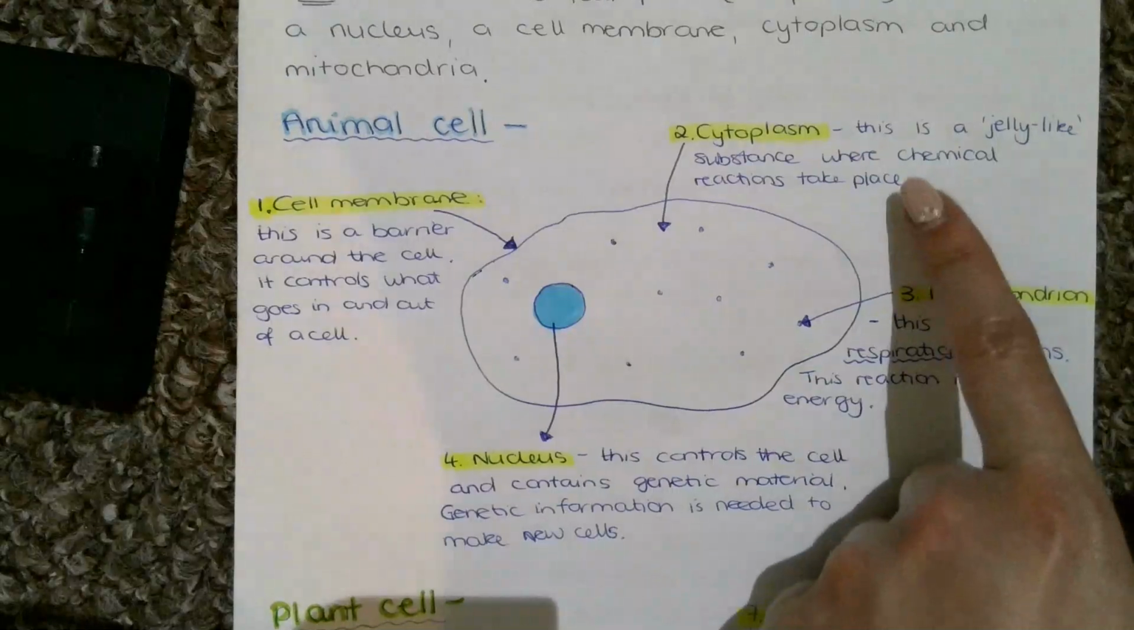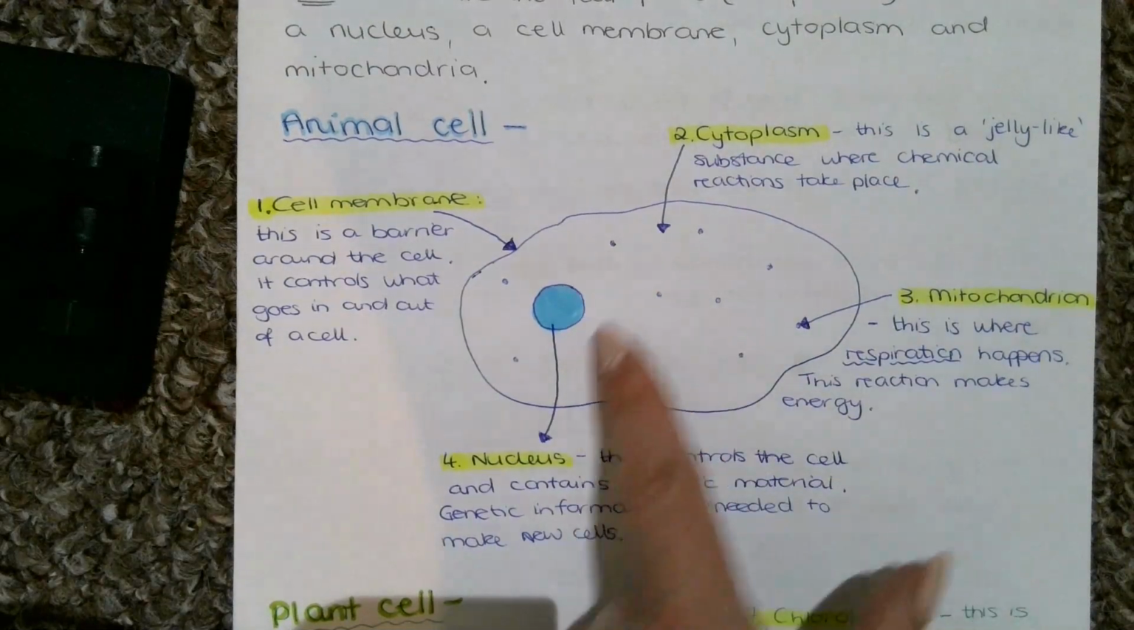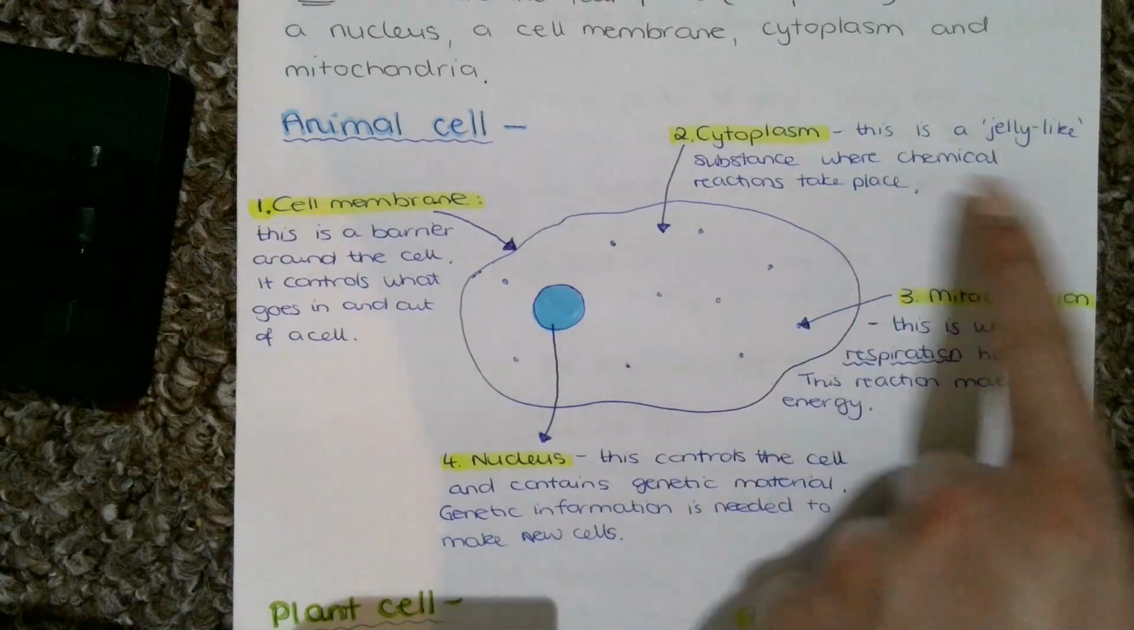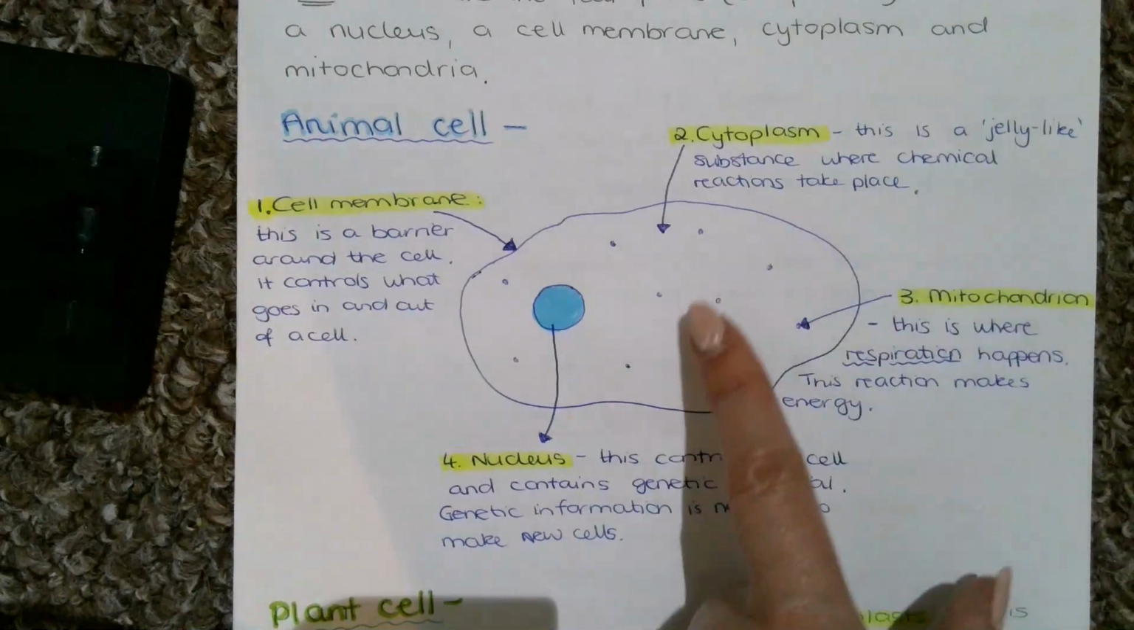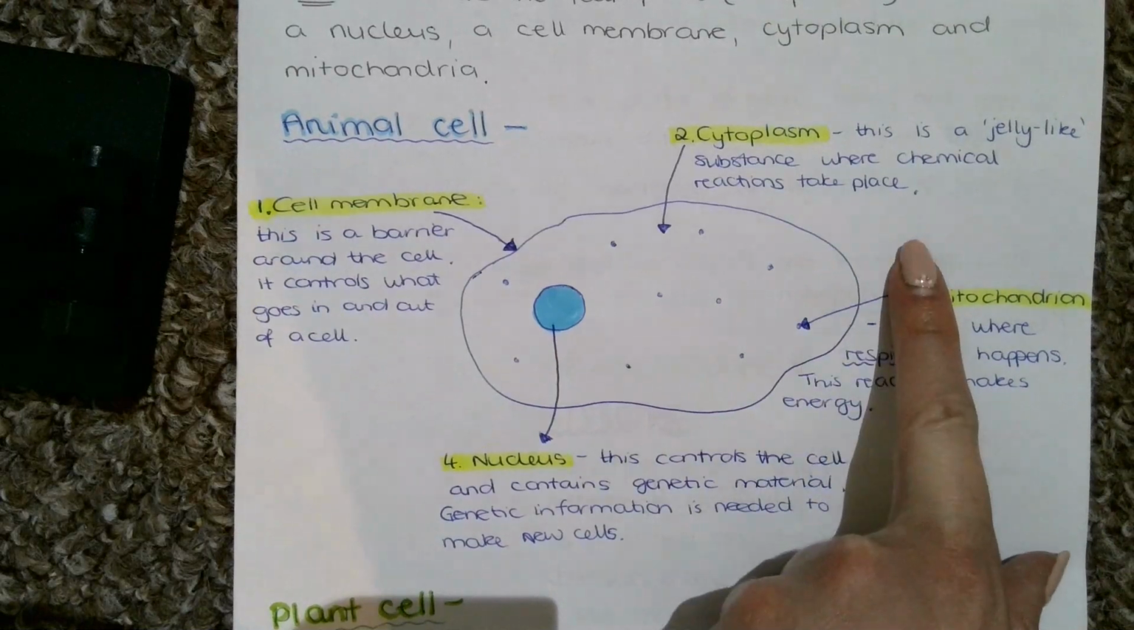The second bit I'm going to talk about is the cytoplasm. The cytoplasm is what's inside the cell. It's a jelly-like liquid, a substance where chemical reactions take place. Chemical reactions need to take place in the cell, and they happen in the cytoplasm.